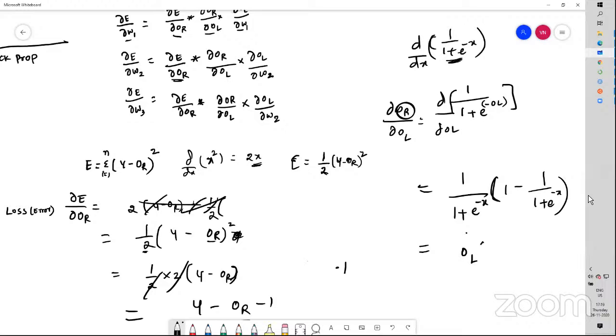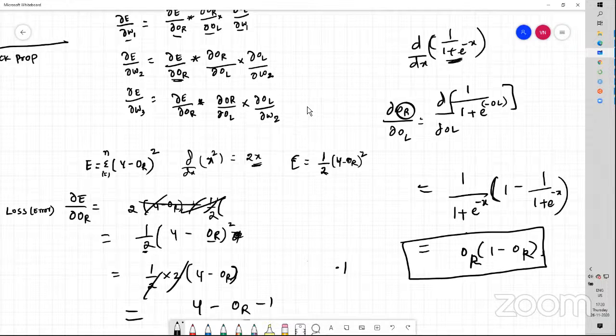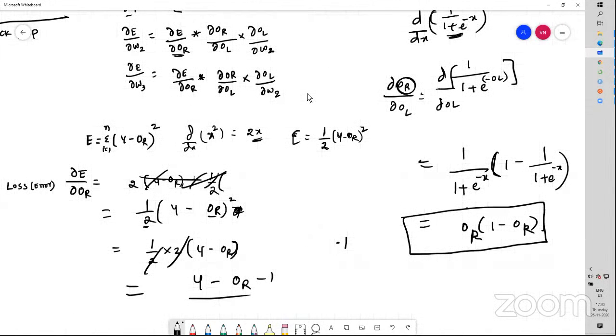In the same way, if we try to write this, it is OL into 1 minus OL. Why? What is OR? OR is 1 by 1 plus e to the power of minus OL. Sorry, this is OR into 1 minus OR. So this is going to be the second derivative, dou OR by dou OL. So we found out the two derivatives.